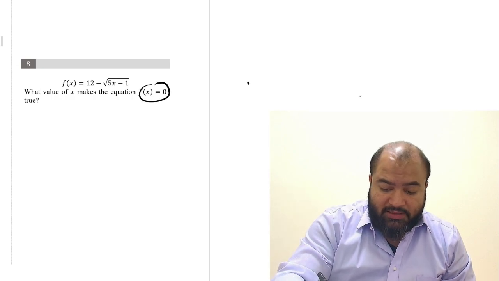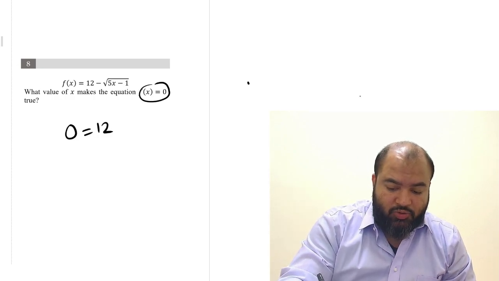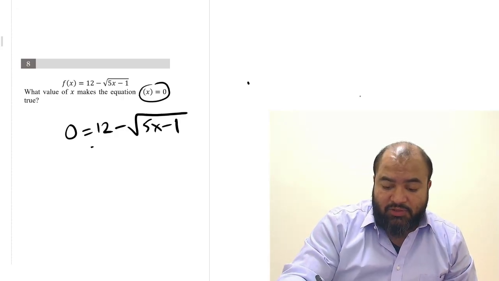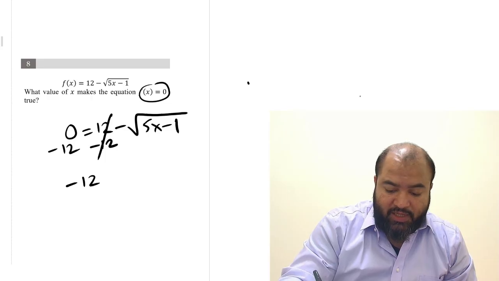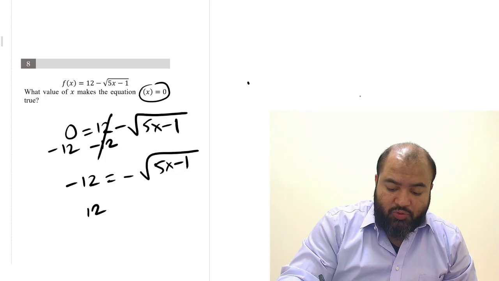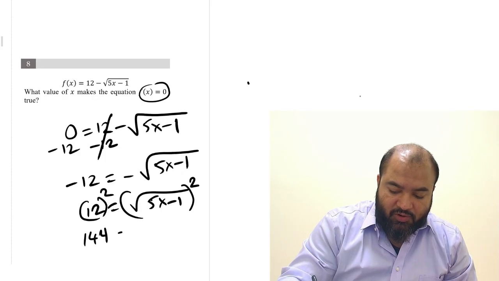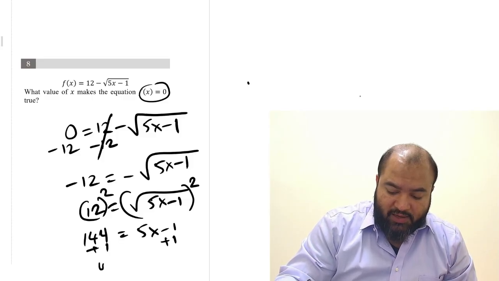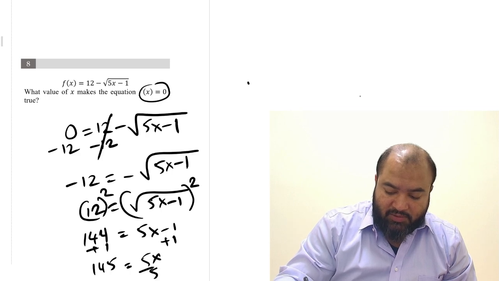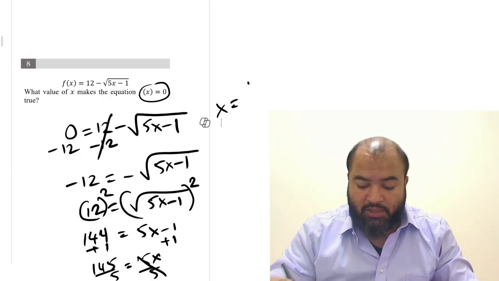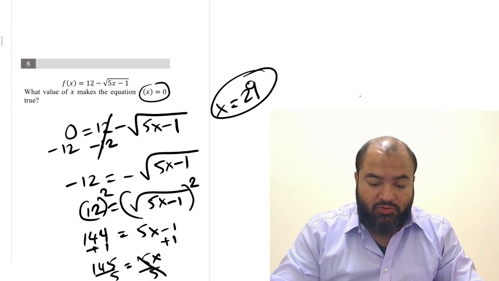So what value of x makes the equation f of x equal to 0? So they want f of x to be 0. So I'm going to plug in f of x is 0 equal to 12 minus square root of 5x minus 1. You can plug it into Desmos if you want, but I'll just solve it. No big deal. Negative 12 minus square root of 5x minus 1. So the negatives cancel out. So 12 equal to square root of 5x minus 1. Just square both sides. So 144 equal to 5x minus 1, plus 1 both sides. So 145 equal to 5x. Now divide both sides by 5. So x equal to 145 divided by 5 is 29. So answer will be 29.